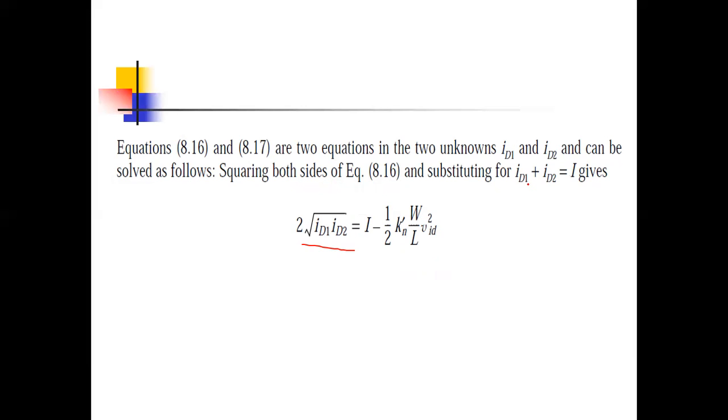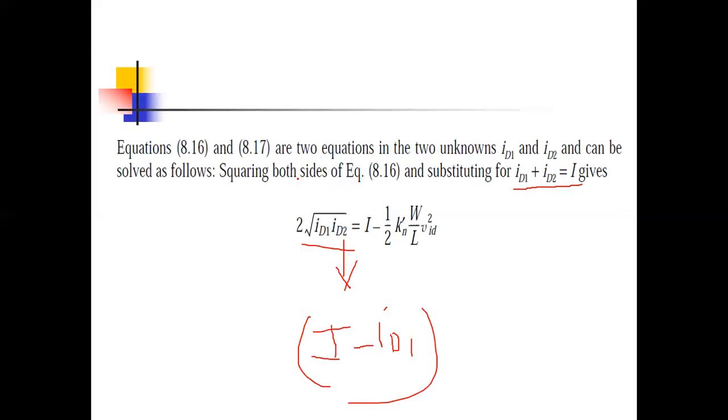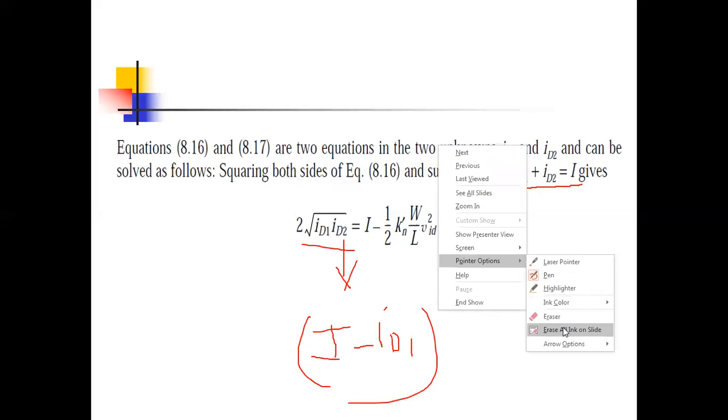Okay. So in this equation, id1 plus id2 equals to capital I. So put this id2 equals to I minus id1. Okay. And then solve this equation. So see, I have solved this equation. This is your given equation. Now, first of all, take a square of this equation on both sides.